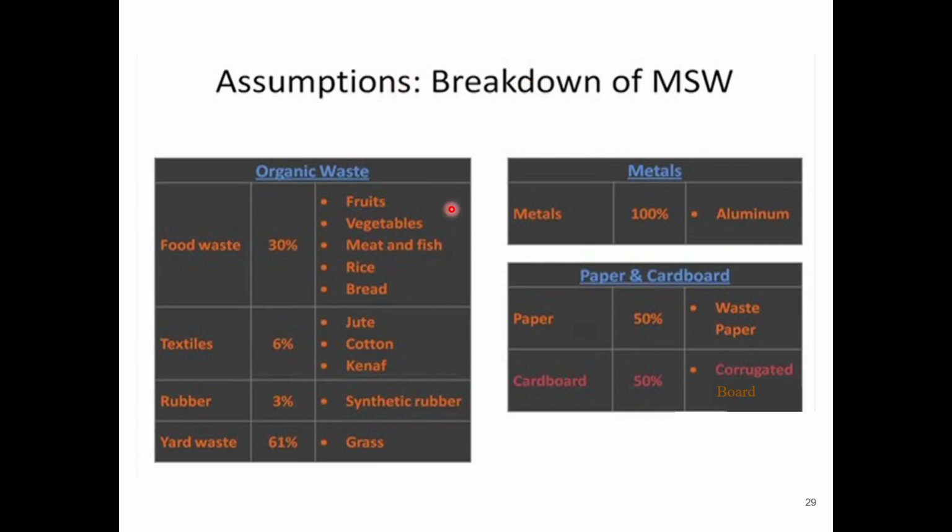So assumptions breakdown of MSW, if you see, there is organic waste comprising 30% food waste, which is basically fruits, vegetables, meat and fish, rice, bread. Textiles 6% is coming in form of jute, cotton and canaf, and rubber 3% in the form of synthetic rubber, and yard waste, which is grass, accounting about 61%, that is the majority. Metals, there is 100% aluminum, and paper and cardboard, paper is 50% in terms of waste paper, and cardboard is 50% in terms of corrugated board, that is a board which is not straight, it is a wavy pattern.